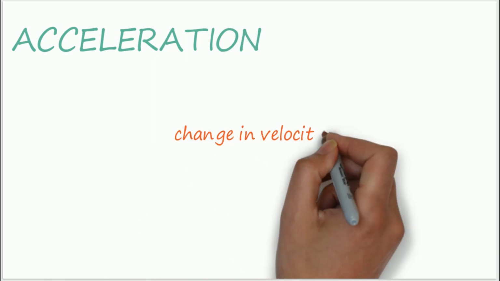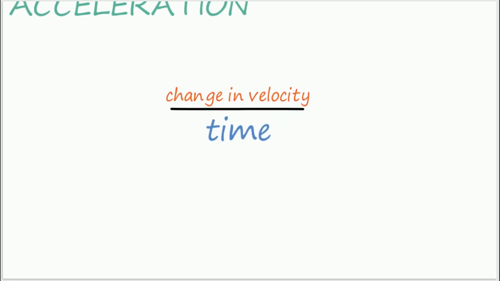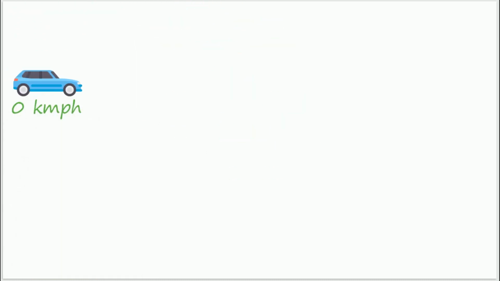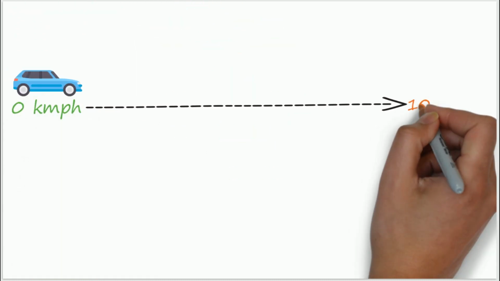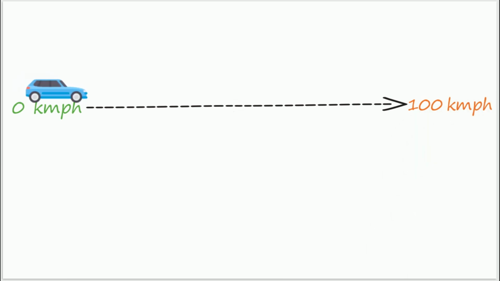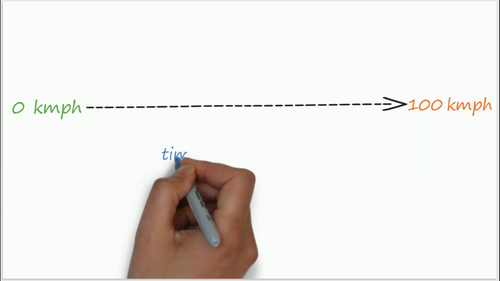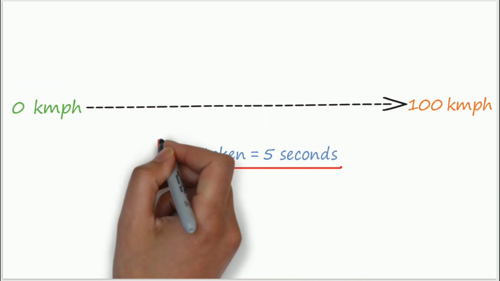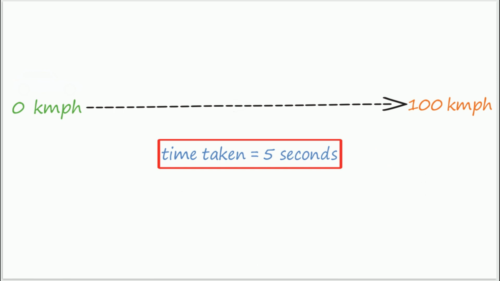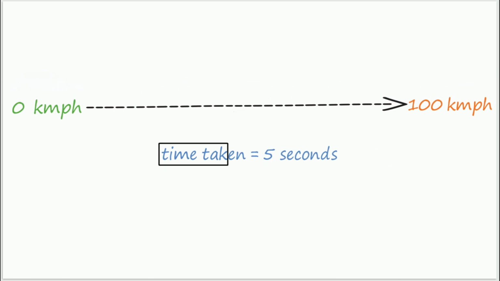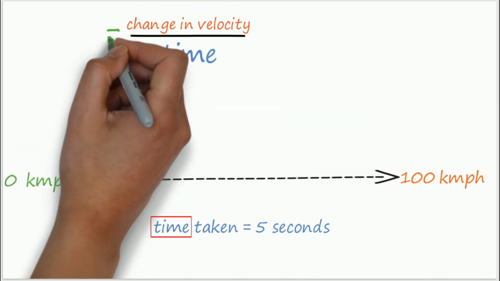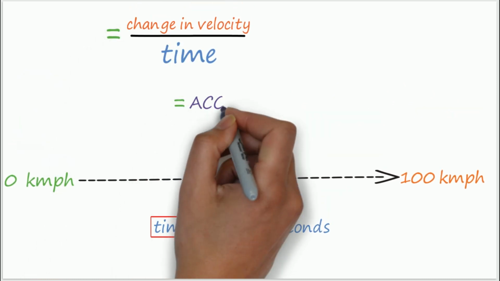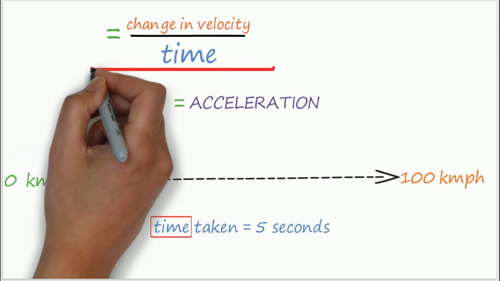Now put it in simple words, the change in velocity in some time is acceleration. For example, a car can go from 0 km per hour to 100 km per hour in just 5 seconds. So what's happening in this 5 seconds? The velocity of the car is changing rapidly. So this change in velocity over a period of time is what we call acceleration. And the expression becomes velocity by time.